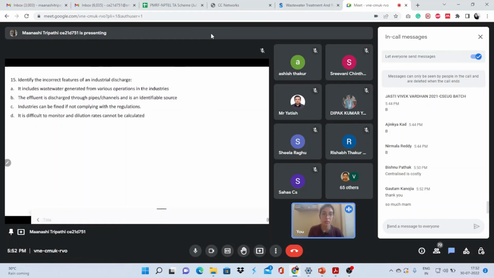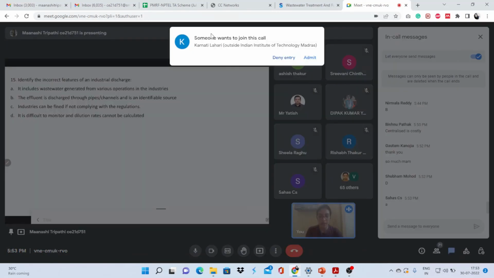So identify the incorrect features of an industrial discharge. Here we are talking about industrial discharge, so keep that word in mind. A: It includes wastewater generated from various operations in industries. B: The effluent is discharged through pipes or channels from an identifiable source. C: Industries can be fined if not complying with the regulations. D: It is difficult to monitor and dilution rates cannot be calculated.